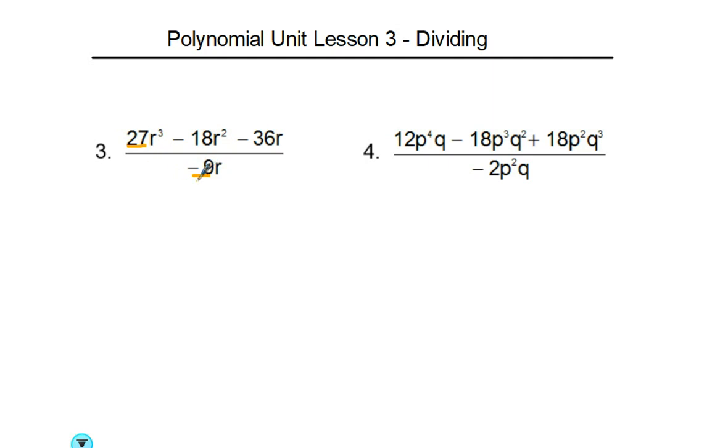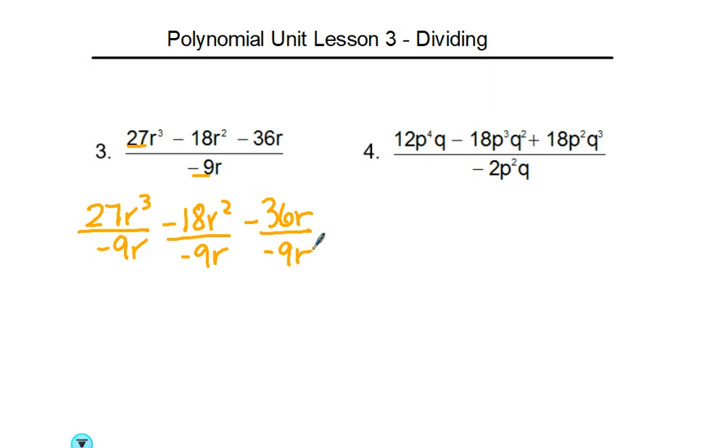So 27 divided by, again, if it helps you to break it down like this, you are more than welcome to do this. Minus 18r squared over negative 9r minus 36r over negative 9r. You can break down that fraction into 3 different parts. That helps you to see it better. So 27 divided by negative 9 is negative 3, and then we apply our quotient rule.